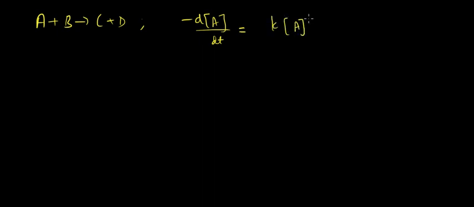So we'll be continuing from our previous lecture on collision theory. We were seeing the reaction in which A and B were reacting to form C plus D. From here we can write that minus dA by dt would be equal to K times A and B.